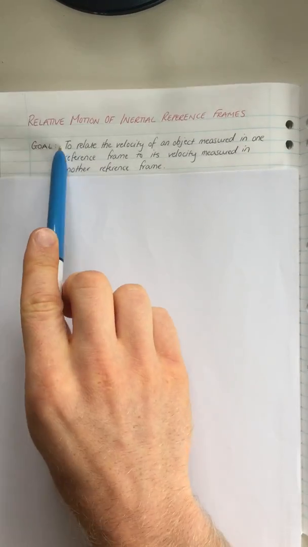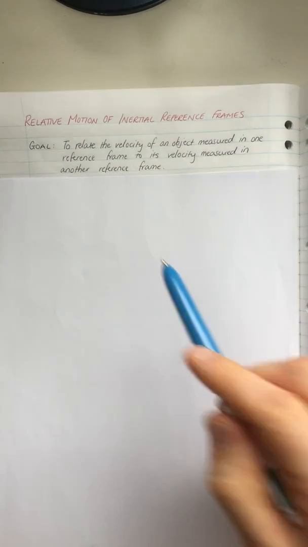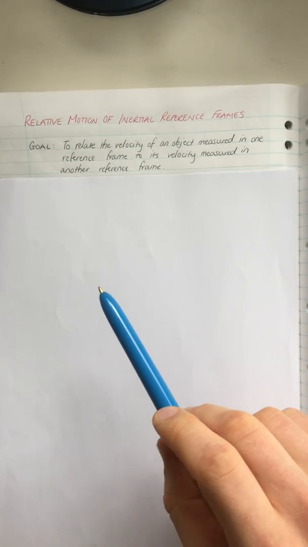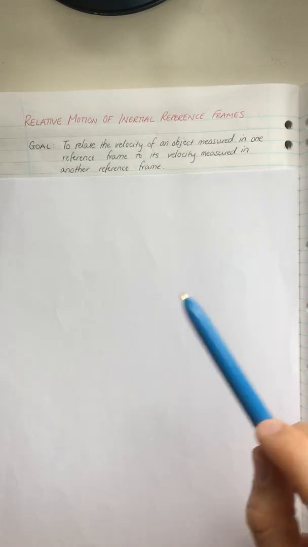So what this episode is will be relative motion of inertial reference frames, our goal being to relate the velocity of an object measured in one reference frame to its velocity measured in another reference frame. So there's sort of two things here that we need to get straight before we can get to the goal here. The first thing is to confirm that motion is relative, so we need to convince ourselves of that. And then we need to make sure that we understand or define what a reference frame is.